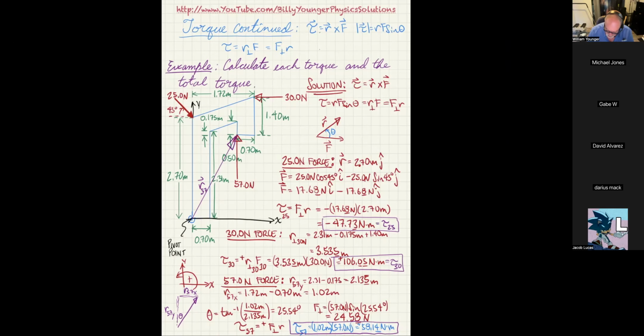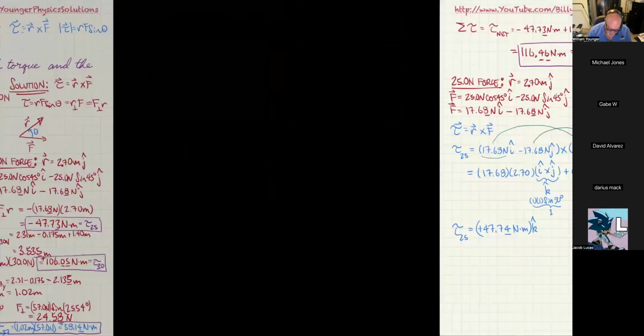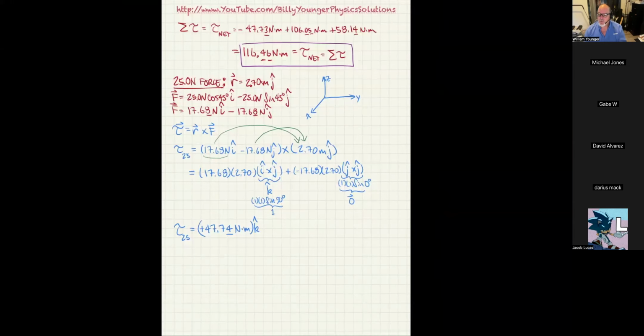You can write that up, send it to me in a text message, and I'll give you extra credit for it. I'm going to be thinking about it to try to figure out what happened, but it definitely seems that in the case of the 57 newton force and the 30 newton force, they definitely give me positives, but for some reason the 25 should definitely give me a negative. R cross F should give me a negative, but for some reason it came out positive and I don't know why. So, anyways, anybody have any questions on all this junk that we just did?